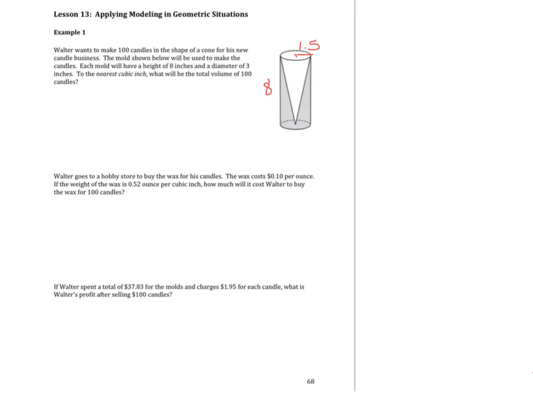To the nearest cubic inch, what will be the total volume of 100 candles? So the diameter of 3 inches, I'm going to change to the radius of 1.5 inches, as you saw earlier. In order to find the answer, we have to find the volume of one candle. Since we have a cone, that's 1/3 times pi r squared times h.